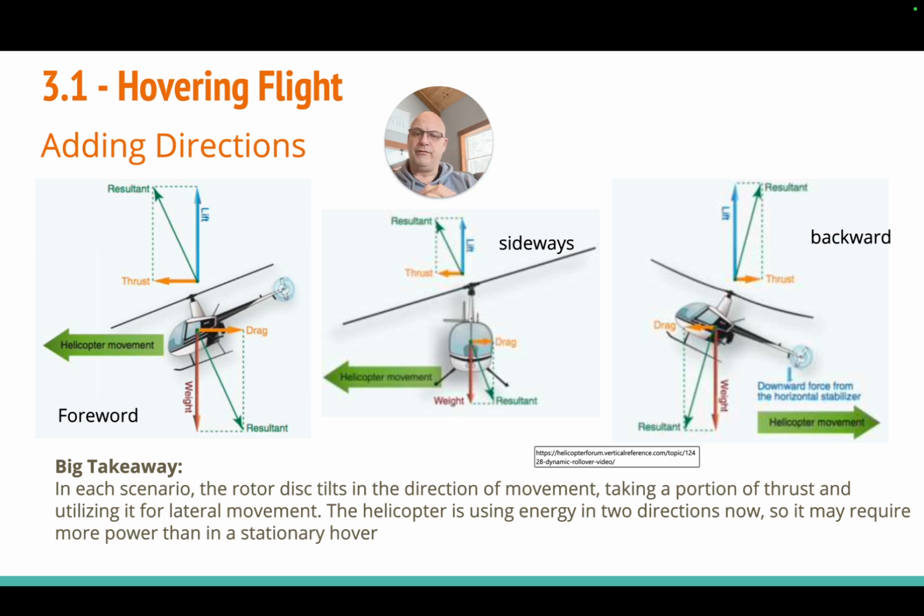Again, we're trying to find an equilibrium of the aircraft itself to perform at a point that we are able to maintain a hover, right? We don't sink into it. And that will create safety. So in each of these scenarios that you see here above, the rotor disc tilts in the direction of the movement itself, taking a portion of that thrust and utilizing it for lateral movement, right? The helicopter is using the energy in two directions now, so it may require more power than when it's stationary. And again, that's the key word here, more power. And your question is, do I have that power available to complete this?